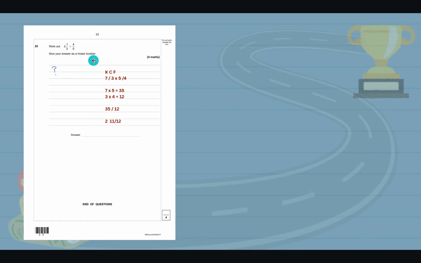The question asks us to give it as a mixed number, so we have to work out how many times 12 goes into 35, which is 2. And then we have a remainder of 11, so that goes as a fraction, 11 over 12.